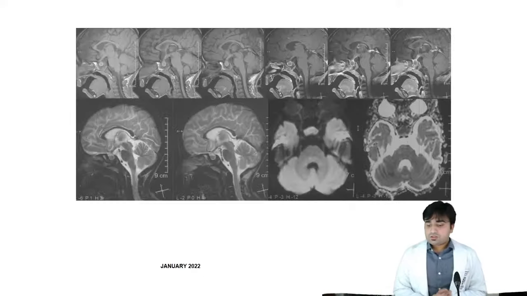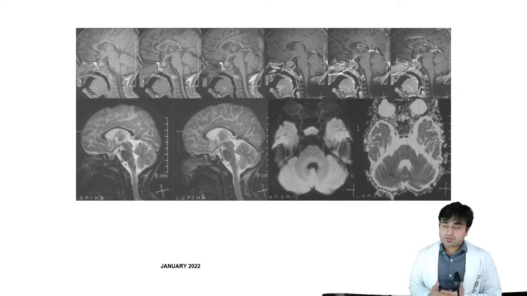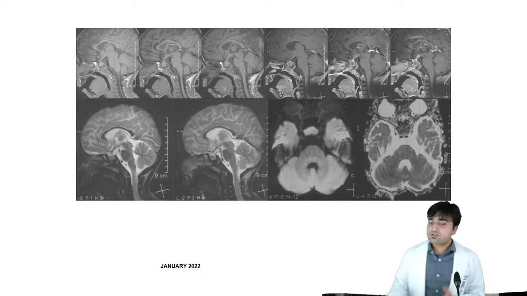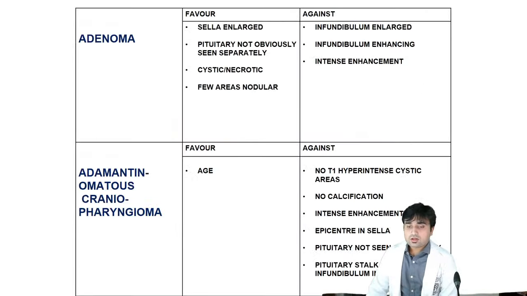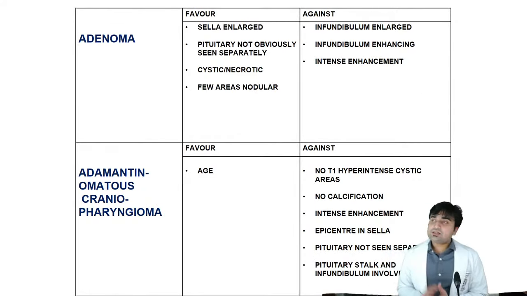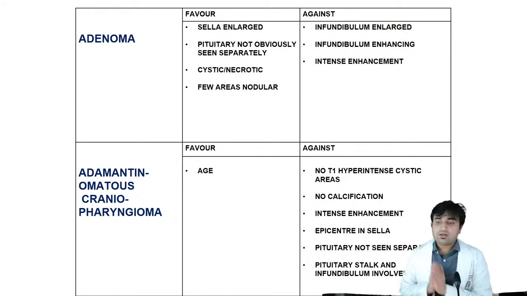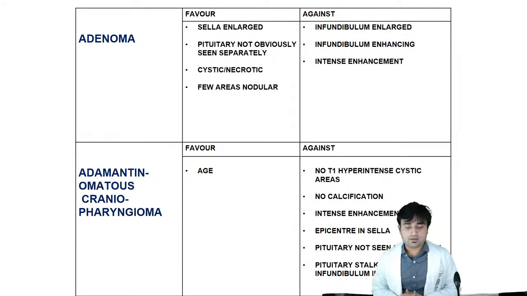We had a previous scan for the patient, which was approximately 12 months back, and the lesion did not show any increase in interval size. Possibilities for this lesion in a 4-year-old male could again have been that of an adenoma, mainly because of the similar reason that I quoted before, such as the sellar enlargement, that the pituitary was not seen separately, it was cystic necrotic, but again, the infundibulum enlargement and enhancement and the intense enhancement of the lesion stood against it.